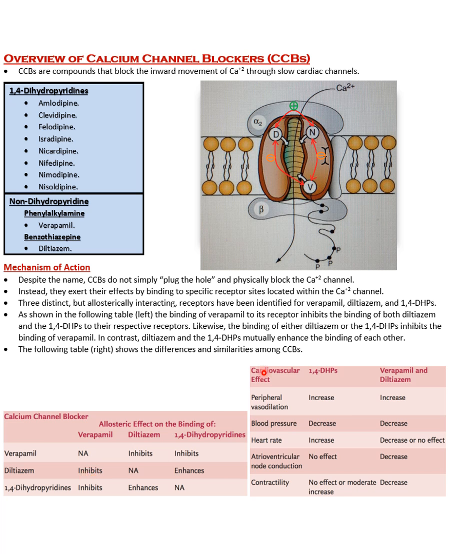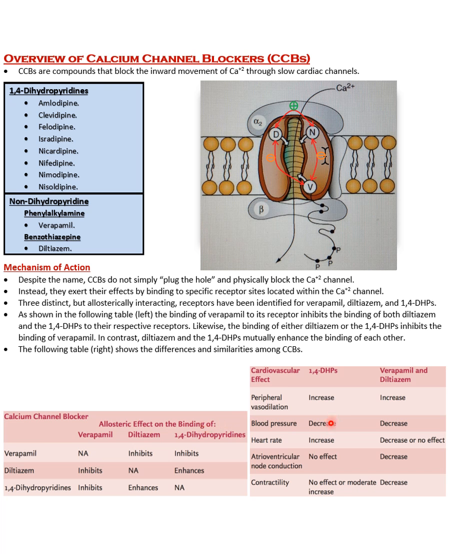Because they all work at the same receptor allosterically, they do interfere with each other. So diltiazem with any of the 1,4-dihydropyridines enhance each other, while verapamil with diltiazem would inhibit the effect of each other, and the same with verapamil with any of the 1,4-dihydropyridines, which is again here in the table.